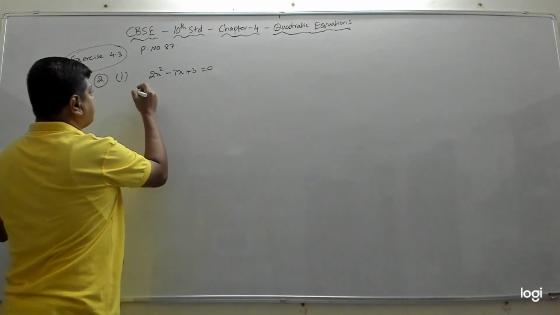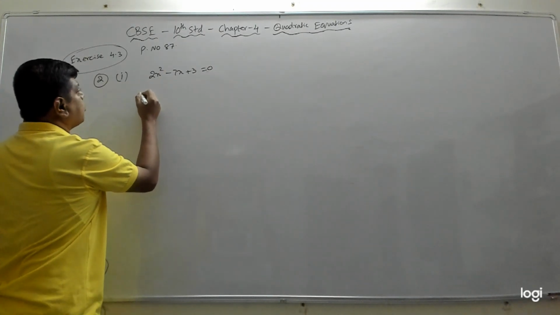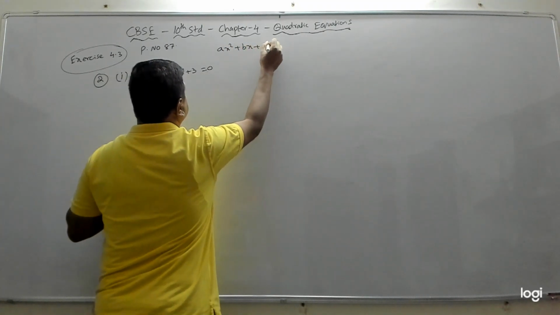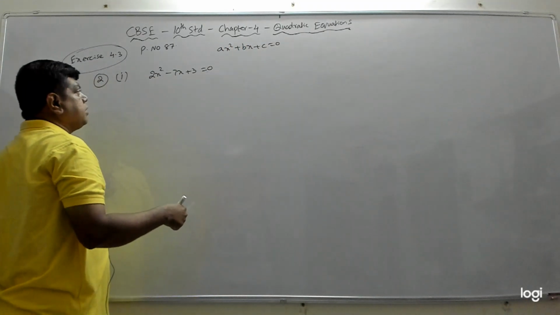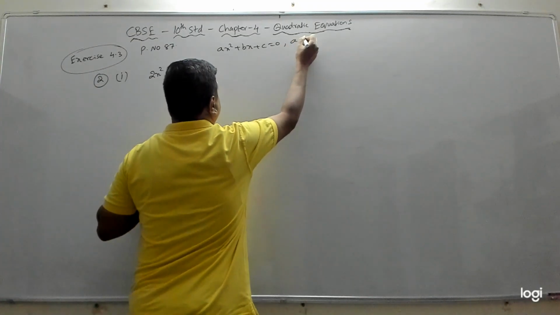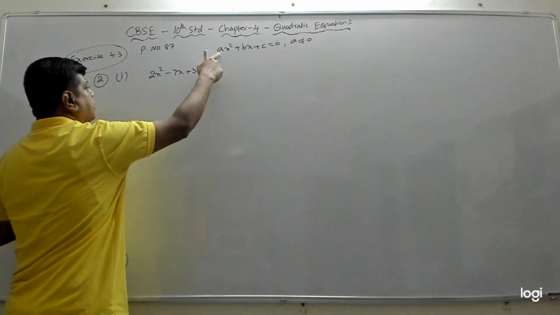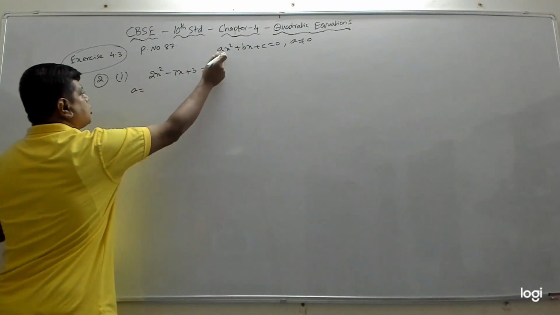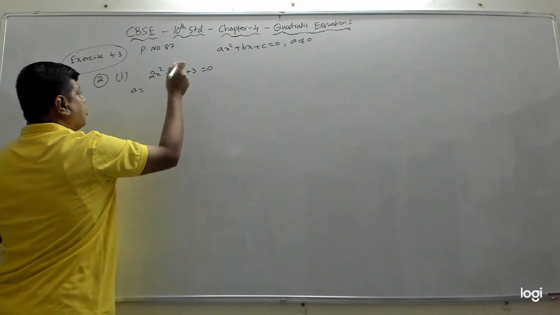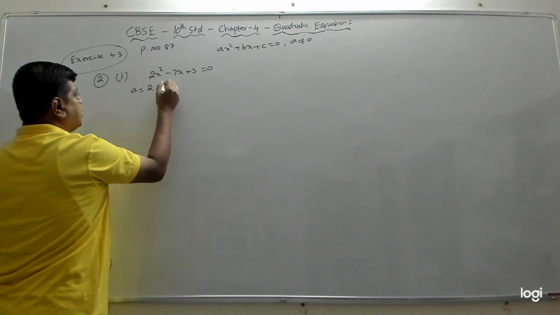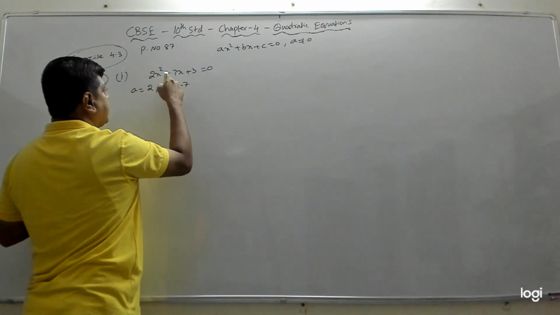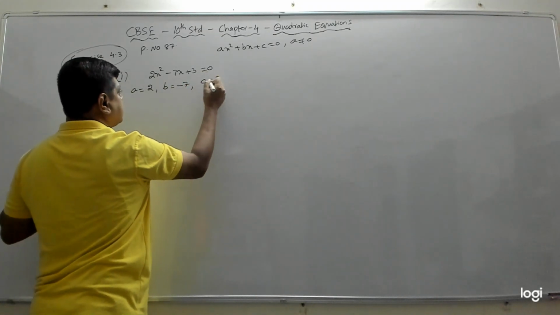So first thing is we should identify. Our general form of quadratic equation is ax square plus bx plus c equal to 0. Obviously a is not equal to 0. Now we compare. First we should find a, b, c. A is the coefficient of x square, which is 2, and b is the coefficient of x, which is minus 7. We have to take it along with the sign, and c is 3.